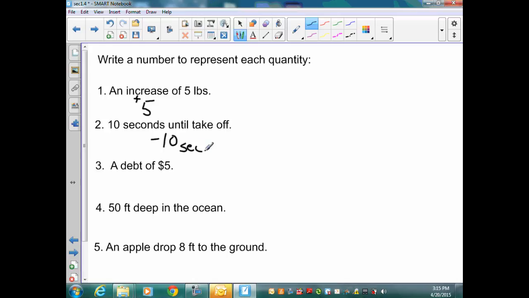A debt of $5. I owe $5. So I'm $5 to the negative end. 50 feet deep in the ocean. If I talk about sea level, I'm below sea level. That would be -50 feet. And number 5, an apple dropped 8 feet to the ground. That's -8 feet.